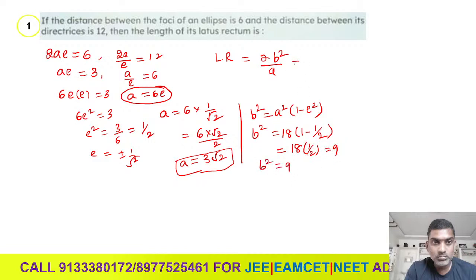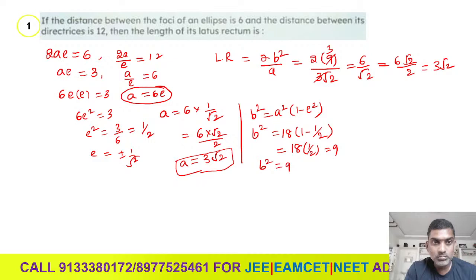Then the length of the latus rectum is 2 times B square, that is 2 times 9, whole divided by A, that is 3 times square root of 2. Then we get 18 over 3 root 2, that is 6 over root 2. It is nothing but 6 times root 2 divided by 2, that is 3 times square root of 2. So the length of the latus rectum is 3 times square root of 2.